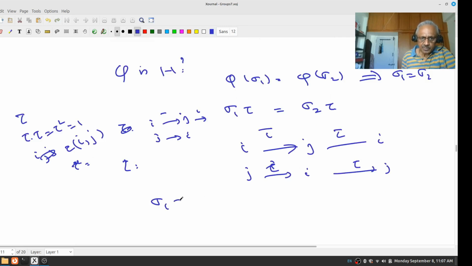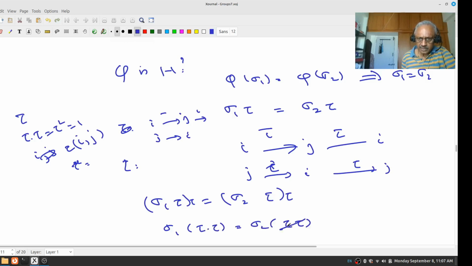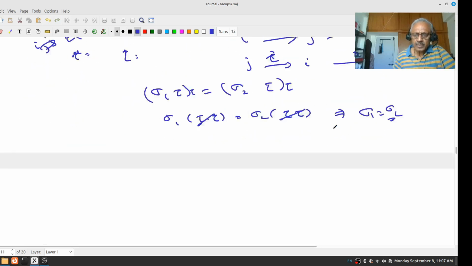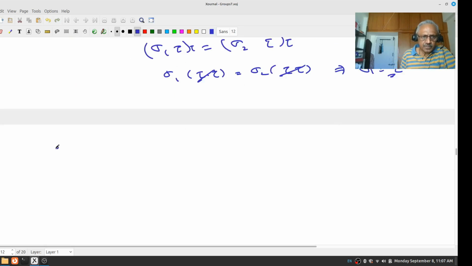Therefore, if I say sigma 1 tau equals sigma 2 tau, then operate tau on both sides. By associativity, sigma 1 tau tau equals sigma 2 tau tau. But what is tau tau? It's identity. Therefore, I get sigma 1 equals sigma 2. Right? Therefore, phi is 1-1.